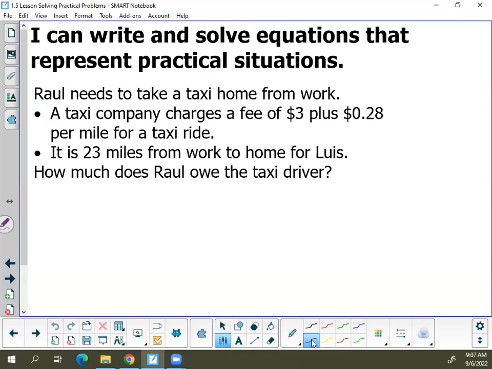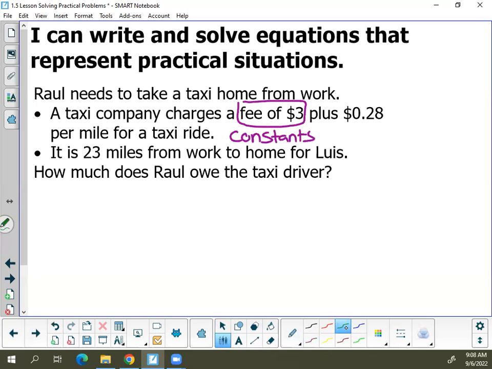So here we're talking about this person, Raul, taking a taxi from work. The taxi company charges a fee. Whenever we're talking about a fee, that's something that we're going to pay no matter how long the ride is or how far we go. Fees are things that we would call constants. We had constants when we talked about expressions and also equations, and those are numbers with no variables. And so this fee of $3 is a constant.